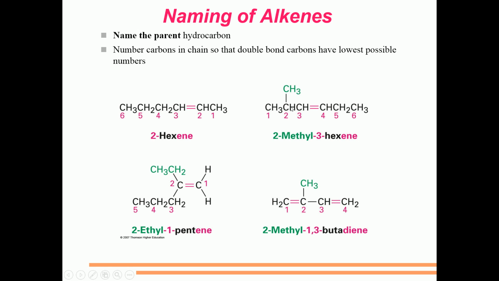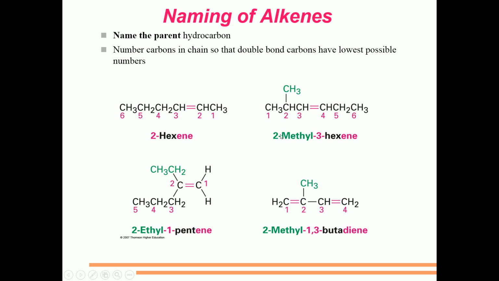Next example, now we have a substituent. Now when you have a substituent and also a case where you could number from either side, if you number from this side, you have 1, 2, 3, you're giving a third position to the double bond. If you number from here, 1, 2, 3, you're again giving a third position to the double bond.